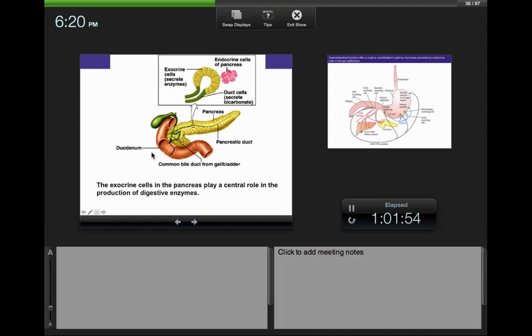Oh, I should have showed you this. Okay, so here's the duct cells. These are the duct cells that express CFTR. That's the channel responsible when it's not there for the disease cystic fibrosis. And these duct cells express CFTR and they secrete the bicarbonate in the duct.